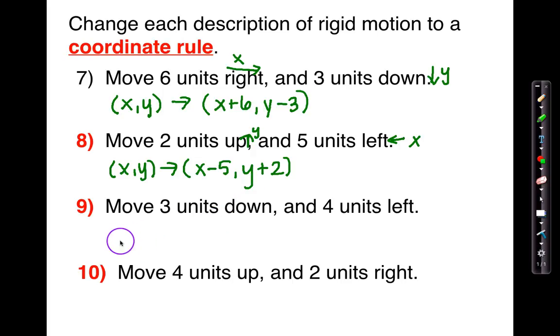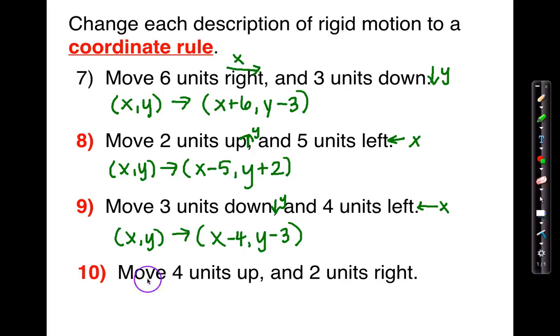Okay, so for number 9, hopefully you wrote down that since this is 3 units down, that's a change in y, and 4 units to the left, that's a change in x. So it should be x comma y gives you, let's see, x, since it's to the left, we're going to subtract 4. And for the y, since it's going down, we're going to subtract 3 as well.